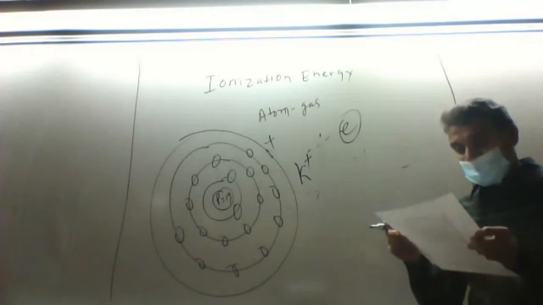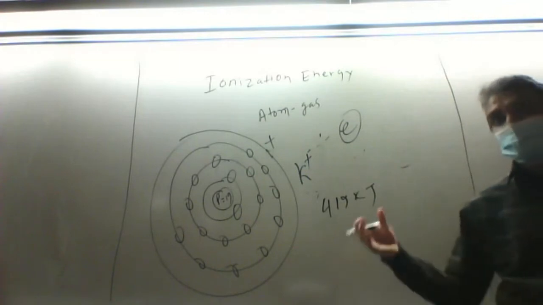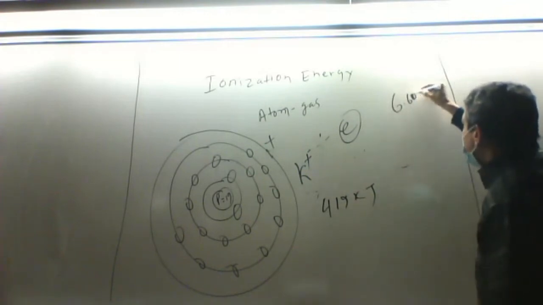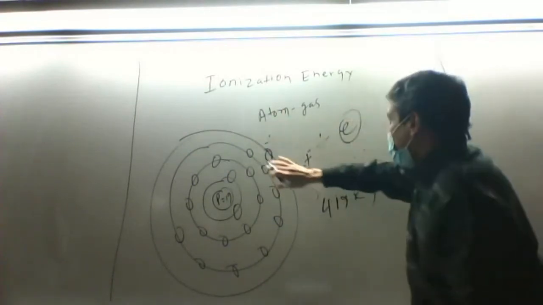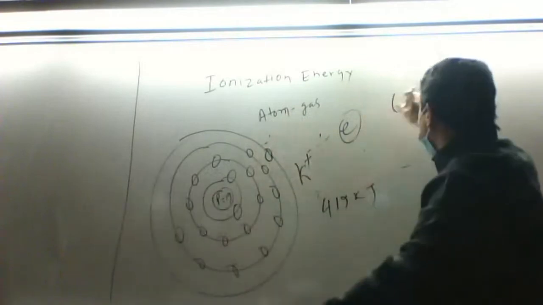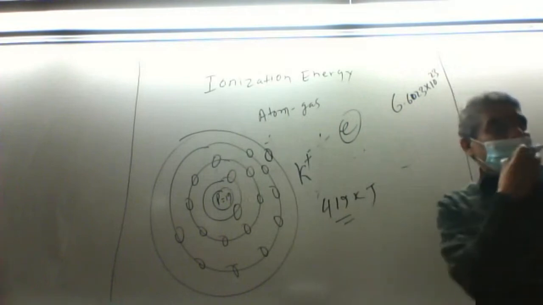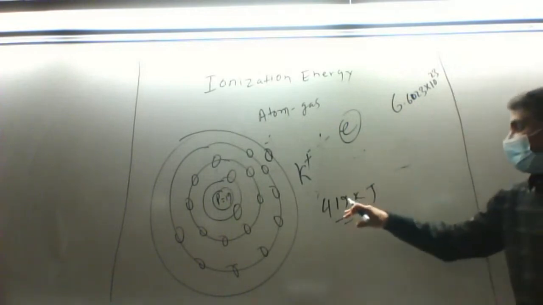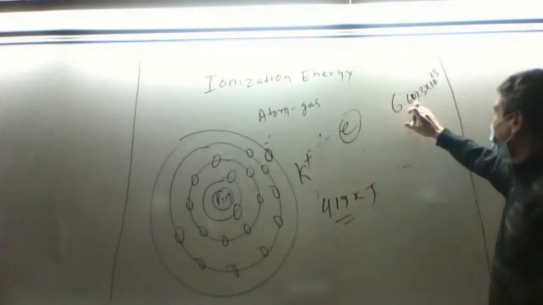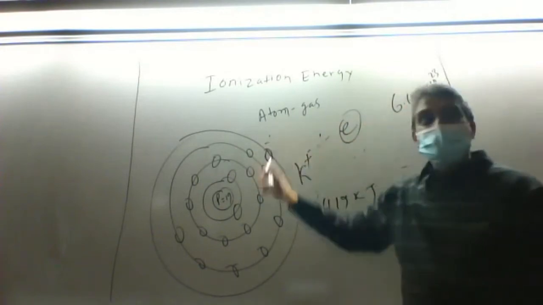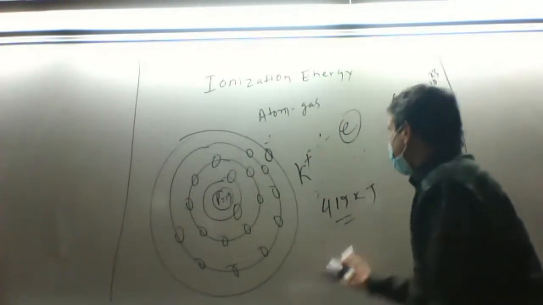Make sense? So the number I gave you was 419 kilojoule per mole. Meaning that if I have 6.022 times 10 to the power 23 potassium atoms in this state, and I need to completely throw out the first electron from all these atoms, I need to give that much energy to that system. Make sense? Kilojoule per mole. If you have to throw one electron out, you may need a tiny amount of energy. But to throw the electron from this many atoms, you need a large amount of energy. So that's it. This is called the first ionization energy.